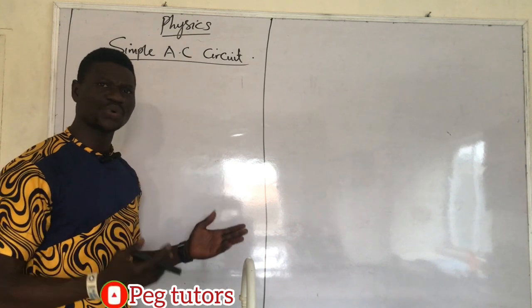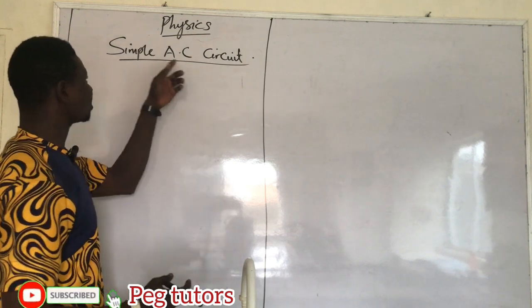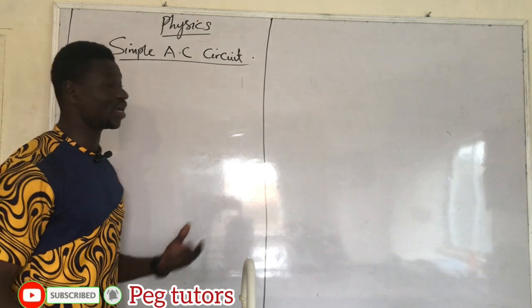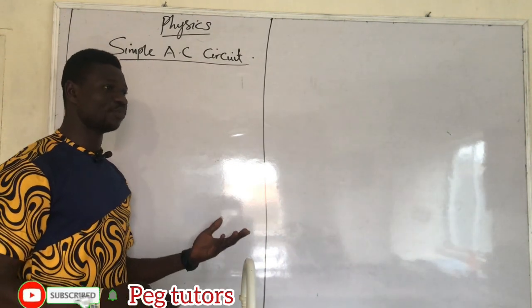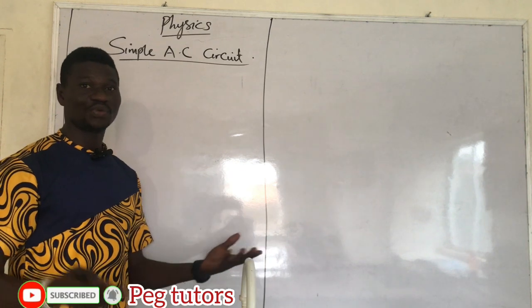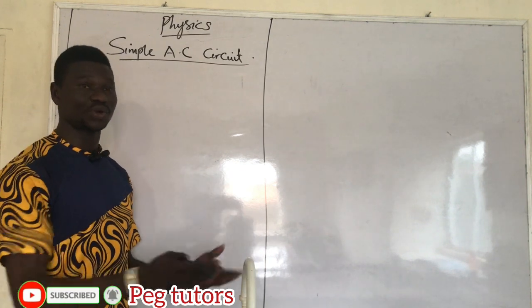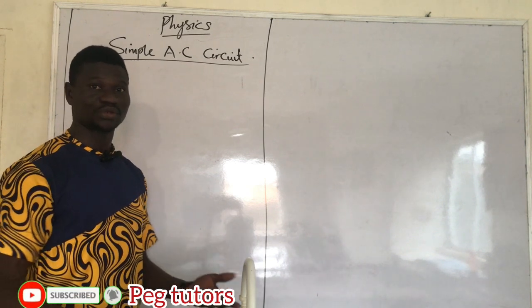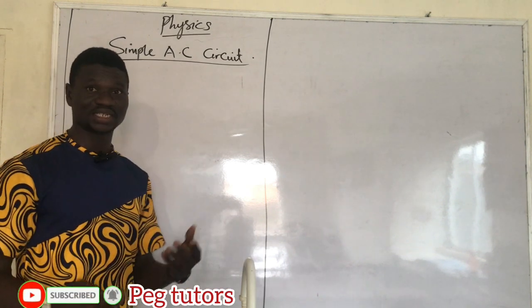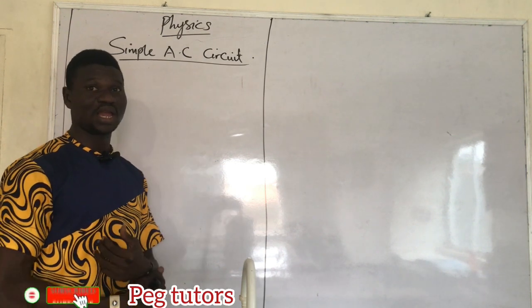What is the simple AC circuit? AC simply means alternating current, alternating current circuit. Before now, we have two currents. We have the DC, we have the AC. DC is the direct current, the current that comes from batteries, chemicals and all that. Those are the DC current, but this is AC current.